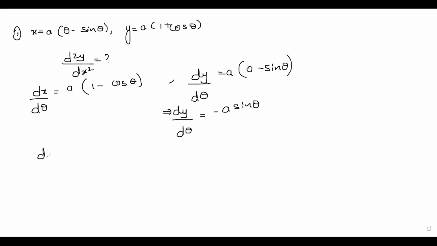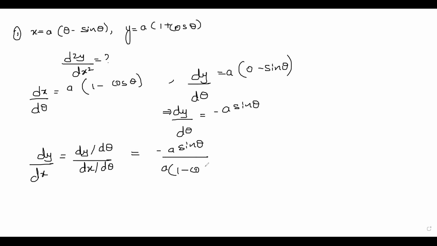Okay, we need to find dy by dx. So this is equal to dy by d theta divided by dx by d theta. dy by d theta means minus a sine theta. dx by d theta means a into 1 minus cos theta. So a will cancel out, and you will get minus sine theta by 1 minus cos theta.